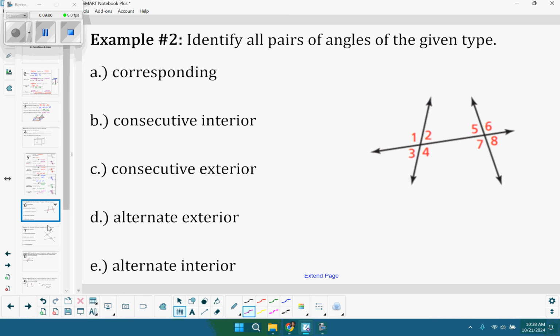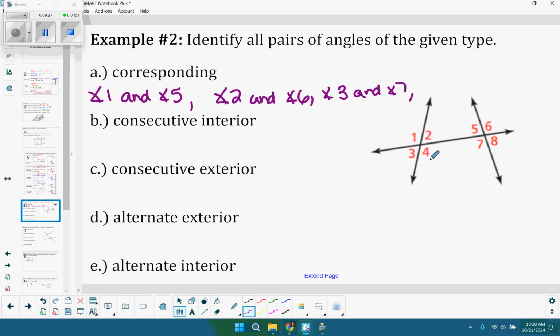So for our next example, we're just going to identify all the pairs of angles of any given type. So for corresponding, same seats in the car. We know 1 is sitting in the same spot as 5. I could say 2 is in the same spot as 6. I could say 3 is in the same spot as 7. And I could say 4 is in the same spot as 8.